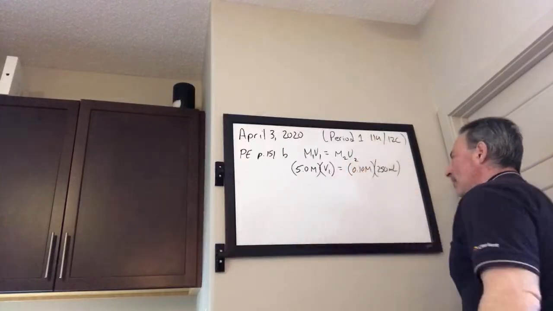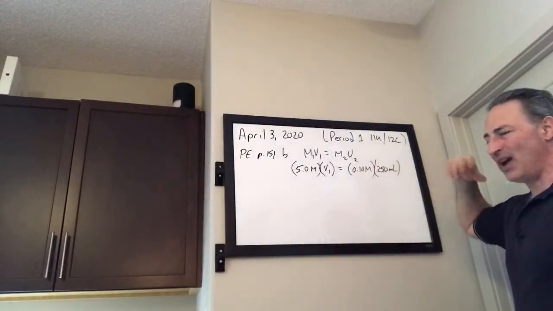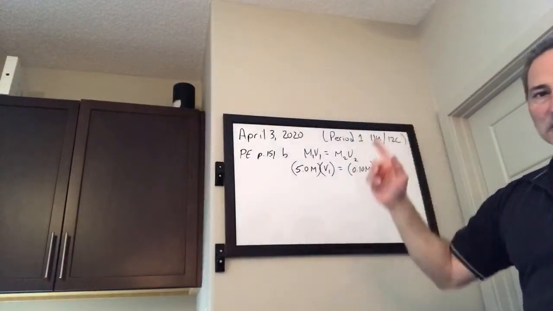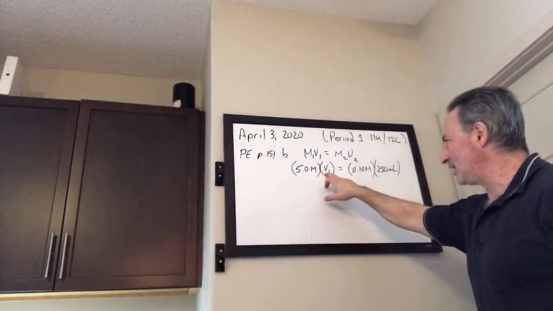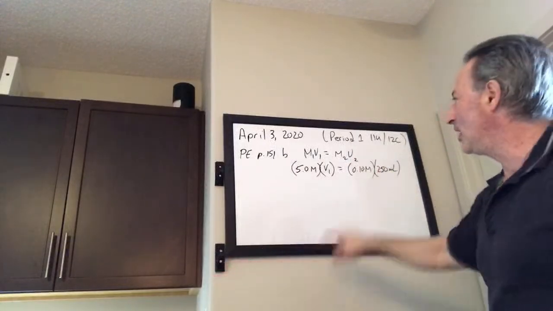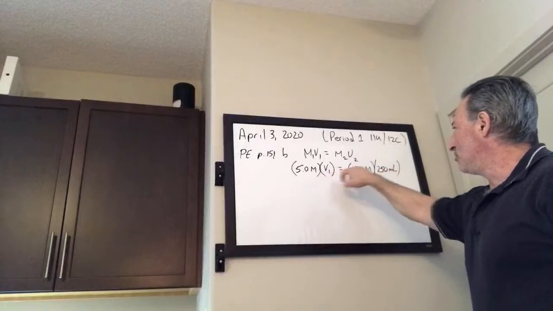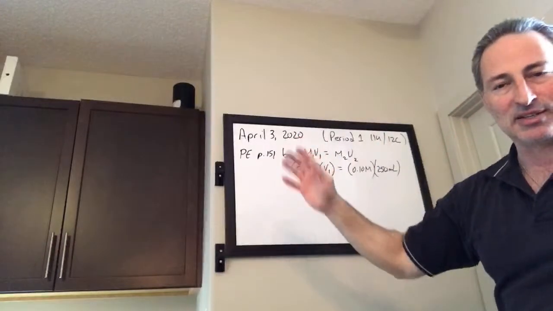Now mind you, for volume you could enter liters or milliliters or any other unit you want. Just remember, you got to use the same unit before and after. If you change the units, like if you put liters here and milliliters there, you're going to get the wrong answer, guaranteed. You got to use the same unit in both the V1 and the V2. It doesn't matter what the unit of volume is, it's just got to be consistent.